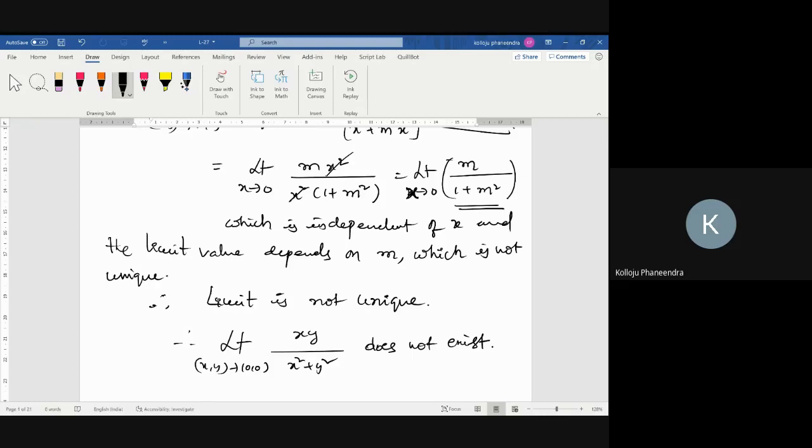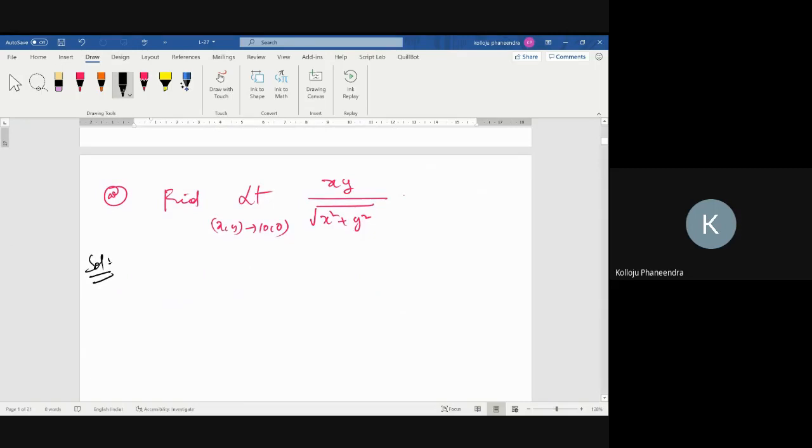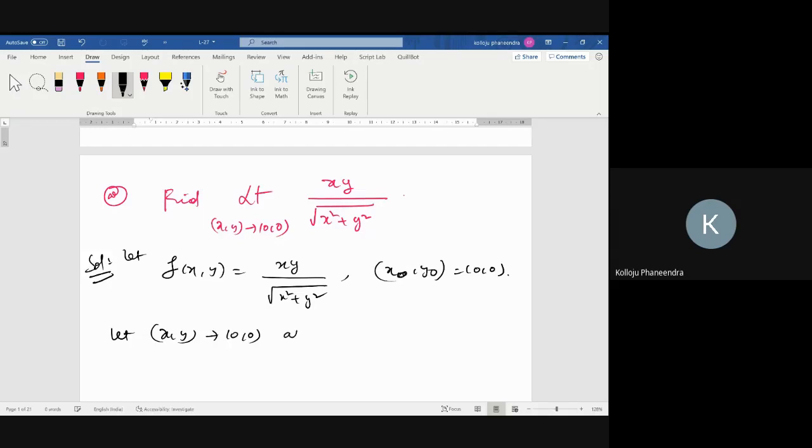Let me see one more problem. What is that? Find the limit as xy tends to 0, 0 of xy by, I will solve this problem in two ways. One is the delta epsilon approach. Another one is our independent of path of integration solution. First, let me write the independent of path integration. What is f of x comma y? Let f of xy equal to xy by under root of x square plus y square. And what is the point x0, y0? This is the origin 0, 0. Now let xy approach 0, 0 along a path passing through the origin.